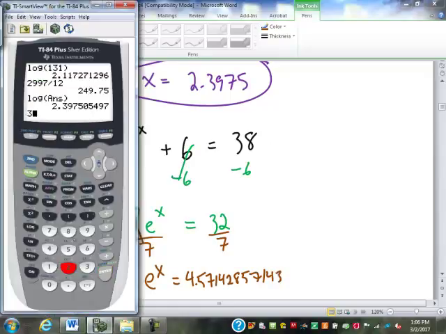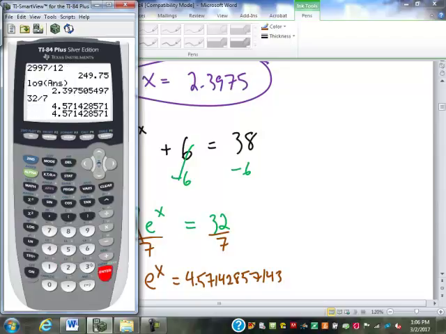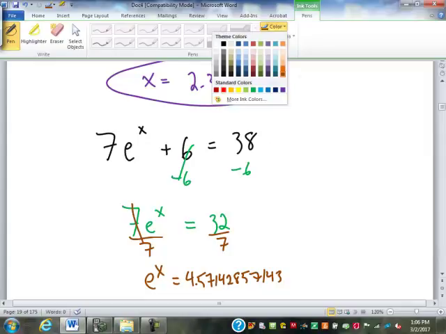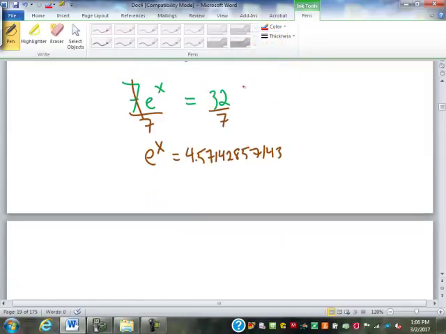We'll put it in the calculator, 32 divided by 7. So we have that in the calculator. Now what do we have to do? Well, it's not 10 to the power anymore. It's e. So it's ln. You got it. ln stands for the log base natural. E is the natural constant, so ln is natural log.